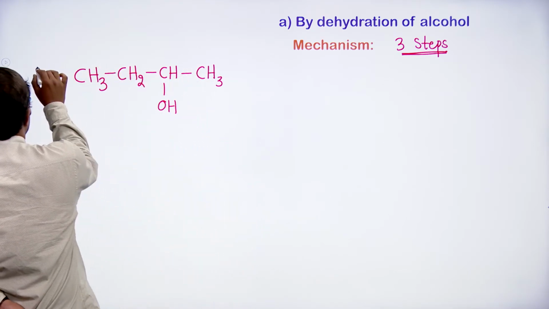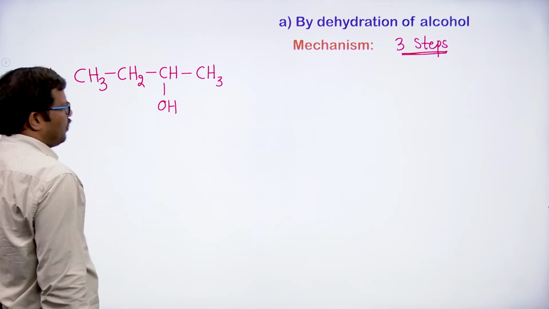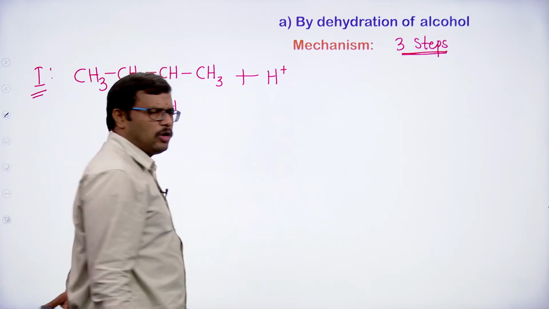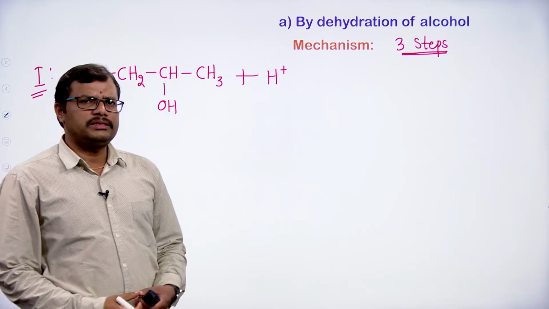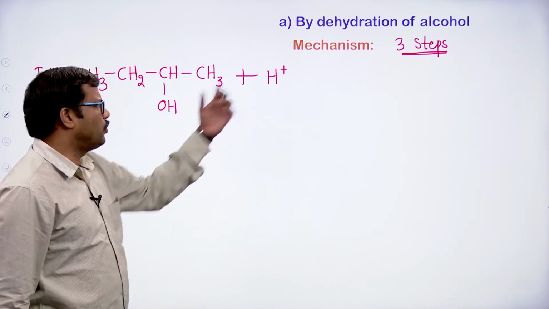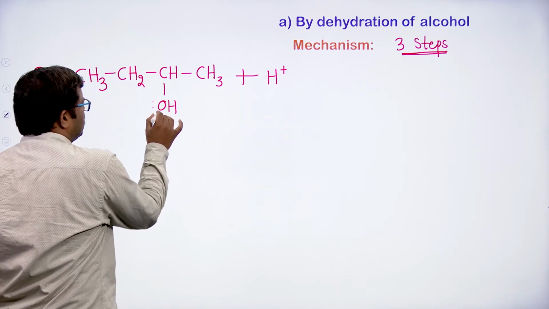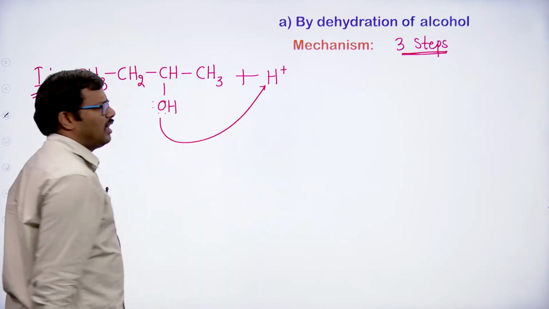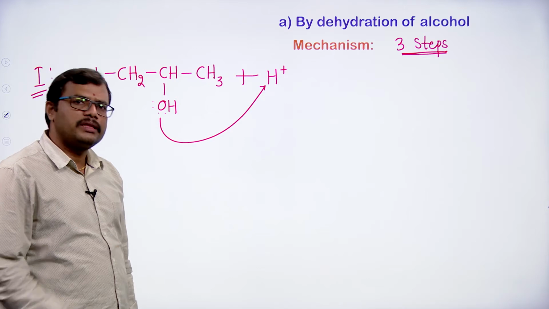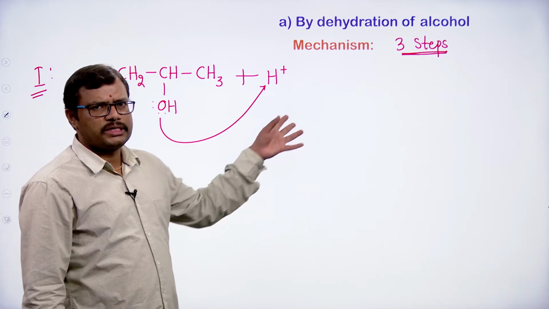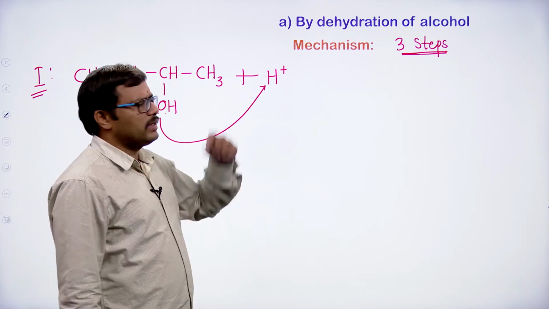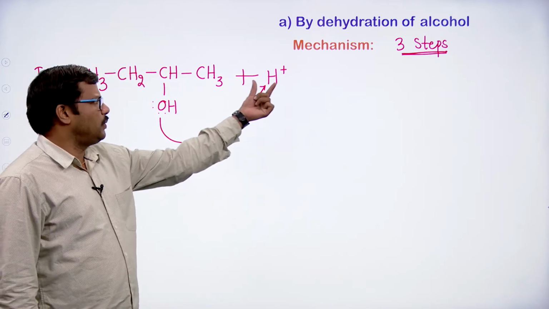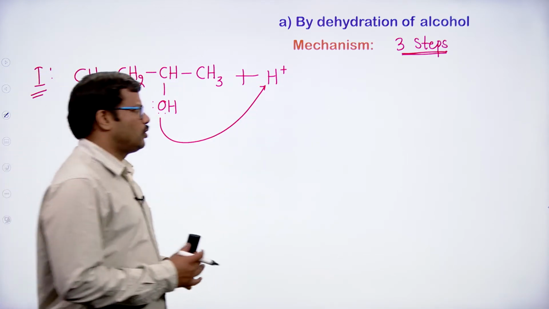Let us write the first step, step number 1. In this case the protonation takes place. What do we mean by protonation? Protonation means addition of H+. H+ is going to be added. We know that oxygen has 2 lone pairs on it, so one of the lone pairs will abstract this H+ from the acid. What kind of acid are we using in this reaction? We are using sulfuric acid. From the sulfuric acid H+ ions are produced, so that H+ ion is taken up by the OH group of the alcohol.